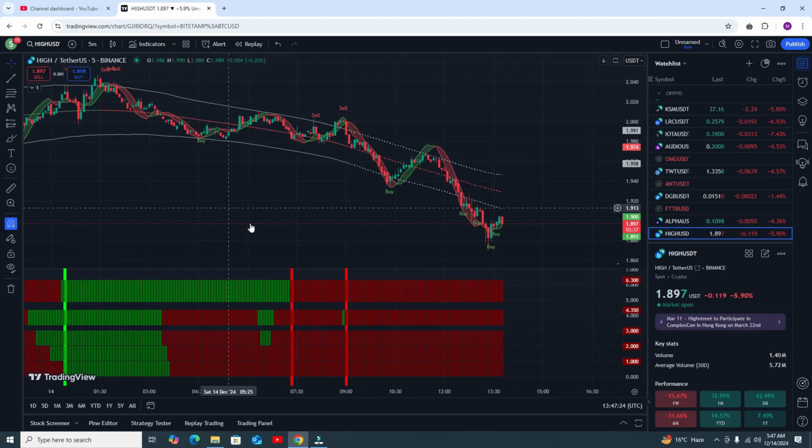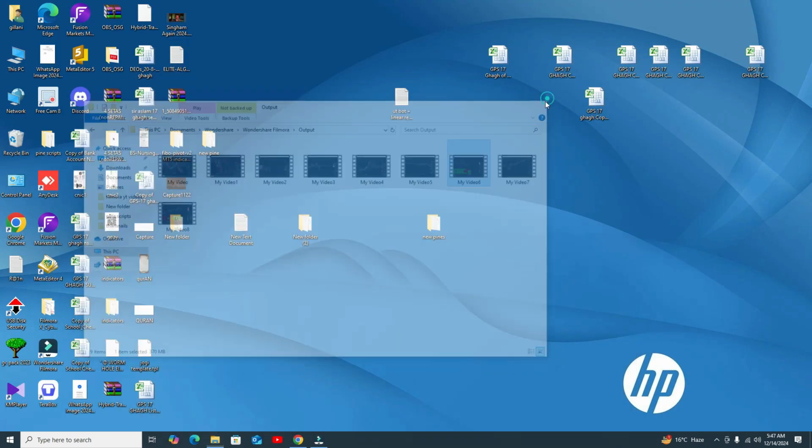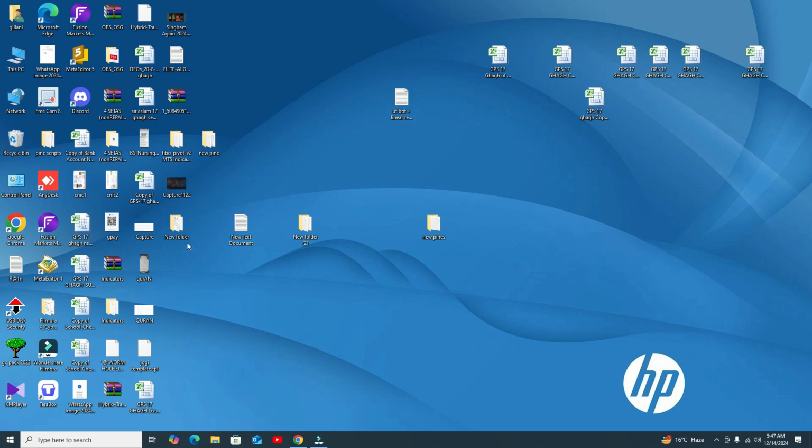How you can add the indicator in your TradingView chart, I already showed in all my videos, so I do not need to show how you can add these two indicators in your TradingView. The main question is how you can get this indicator. So let me show you how you can get this indicator.